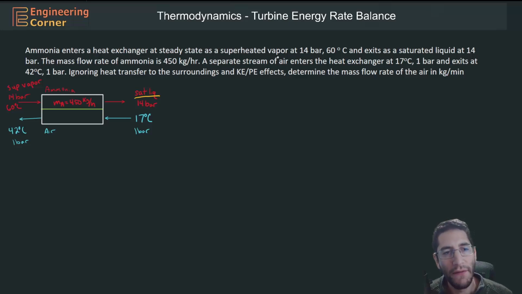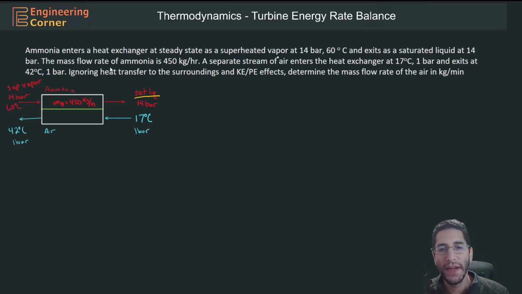In this problem, we have ammonia, which enters a heat exchanger at steady state as a superheated vapor at 14 bar, 60 degrees C. That's over here. And exits as a saturated liquid at 14 bar over here. The mass flow rate of ammonia is 450 kilograms per hour.